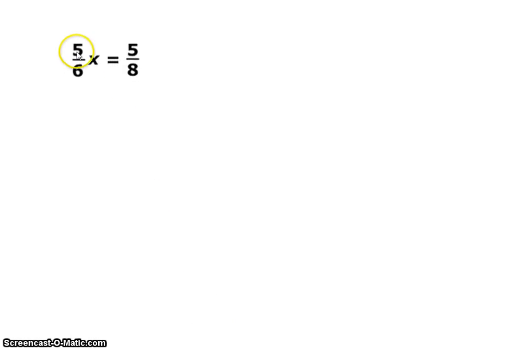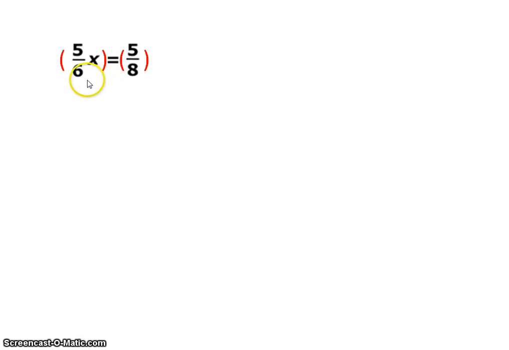In the next example, we have 5/6 x equals 5/8. We want to clear our fractions. We can clear our fractions by multiplying by the least common denominator. Now, when I look at 6 and 8, I immediately think of 48. However, that's not the least common denominator. There is a number that is less than 48 that 6 and 8 go into evenly, and that number is 24.